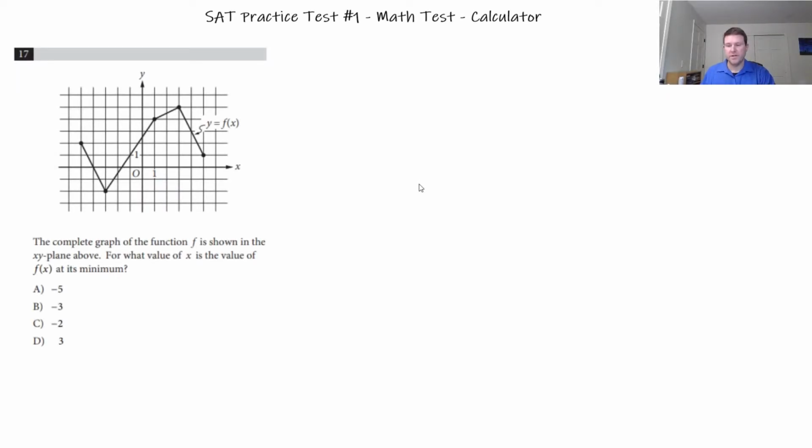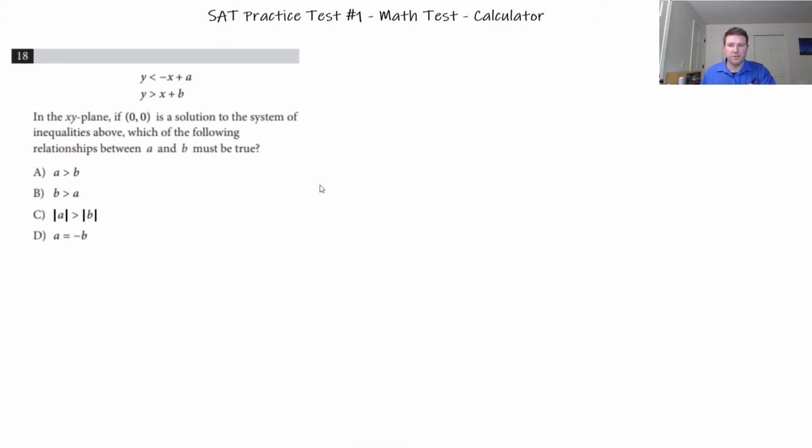17 is a good exercise as well, because they're asking for what value of x is the value of f of x at its minimum. What a lot of people will do here is they'll say, oh, there's the minimum right there. It's -2, and then they'll choose -2, right? That is the minimum, but that's not what they want. I'm just going to sort of double underline this. What value of x? They want the x value at this minimum, which is -3. And of course, they put -2 as an option.